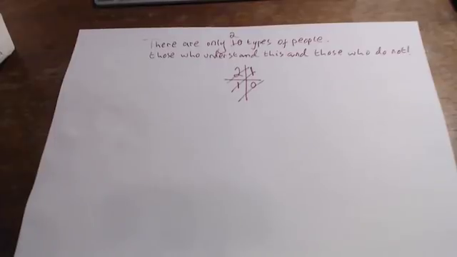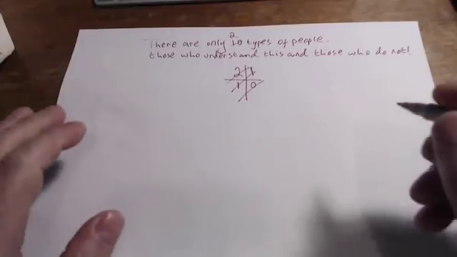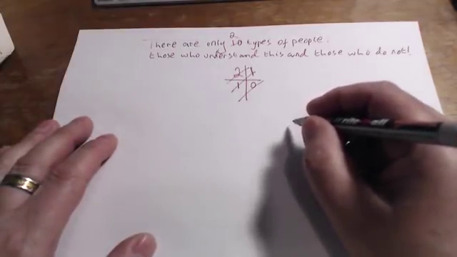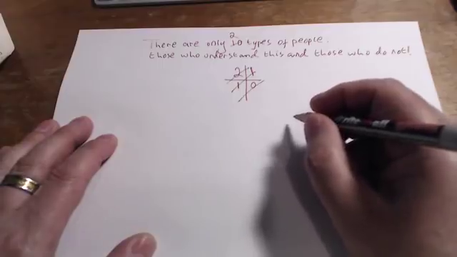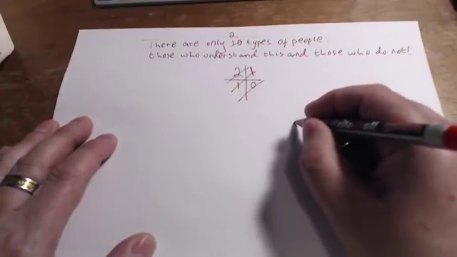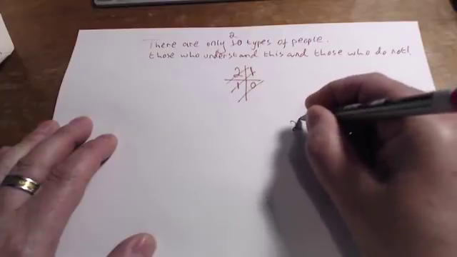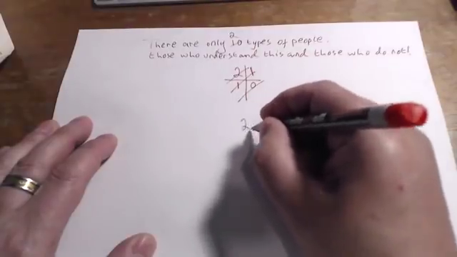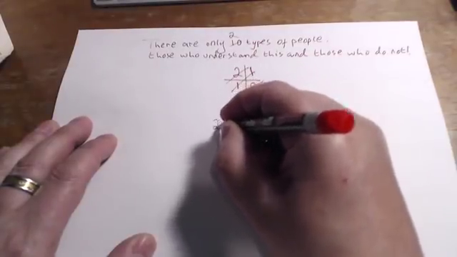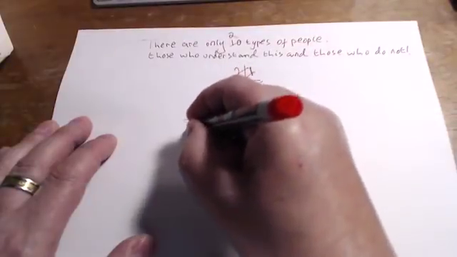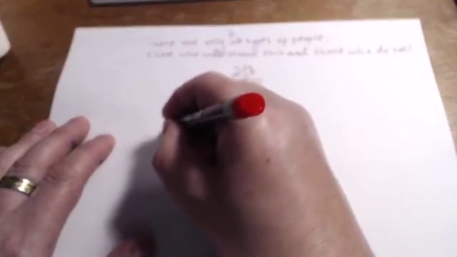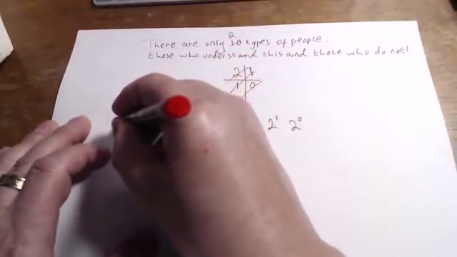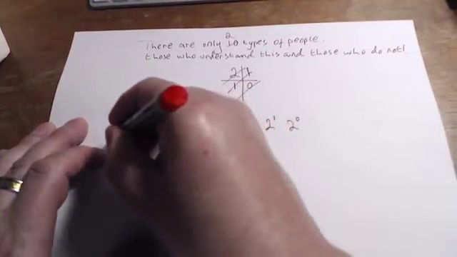Well, binary works on powers. And so I'm going to write these powers out. Now I'm going to work with a byte this time. Previously we worked with a nibble. This time we're going to work with a byte. So I've got 2 to the power of 0, 2 to the power of 1, 2 to the power of 2, 2 to the power of 3, 2 to the power of 4, 2 to the power of 5, 2 to the power of 6, and 2 to the power of 7.